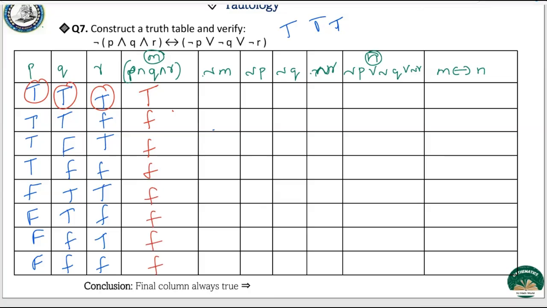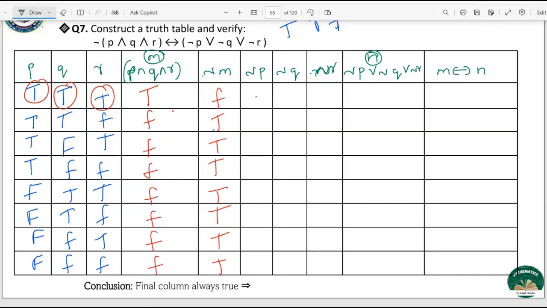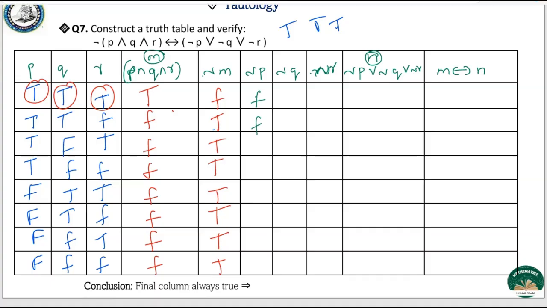So yeah, negation of this will be reverse. First one will be false and the remaining all will be T. Then we have to write the negation of P, Q and R. So the negation of P will be F, F, F, F, T, T, T, T. Then Q will be F, F, T, T, F, F, T, T. Then R will be F, T, F, T, F, T, F, T.